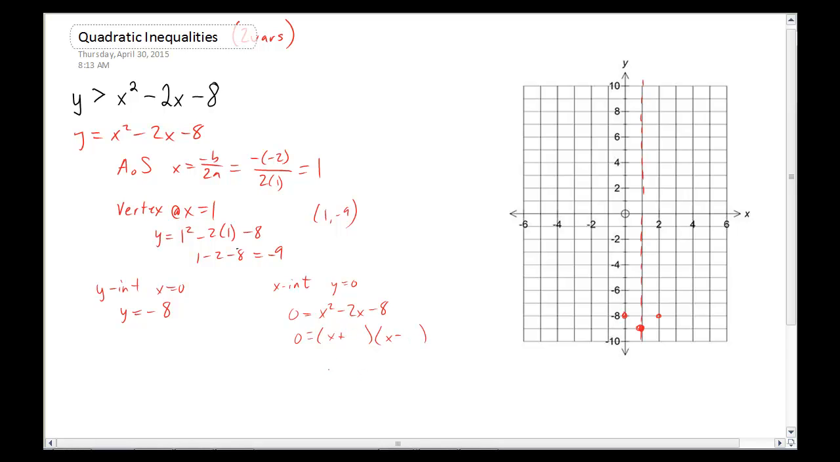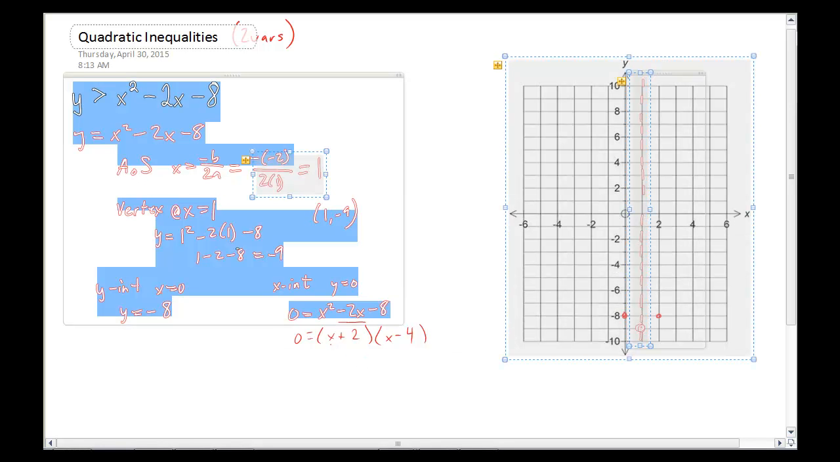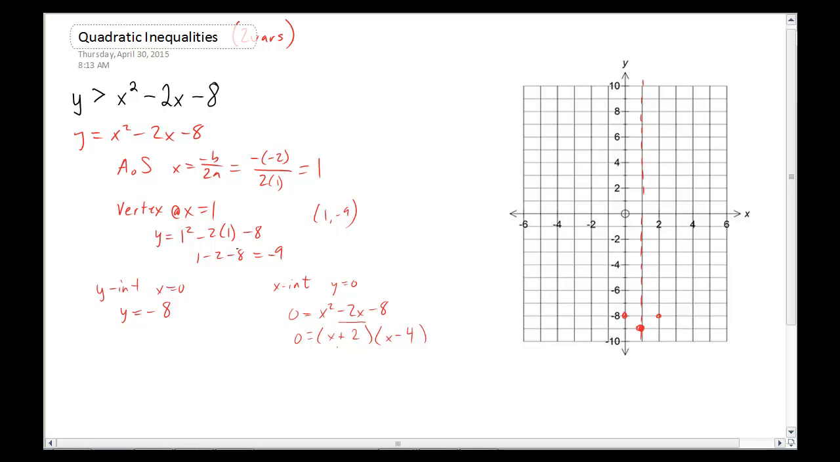I need two numbers that multiply to give me 8, which could either be 1 and 8 or 2 and 4. I'm going to go ahead and try 2 and 4. And then to make sure, because I did make a guess, it was either 1, 8 or 2, 4, I got to make sure to get the negative 2. So I check x times negative 4, which is negative 4x. And then 2 times x, which is plus 2x.